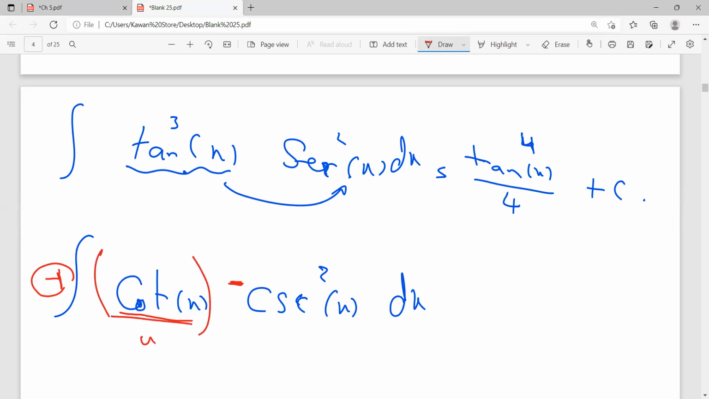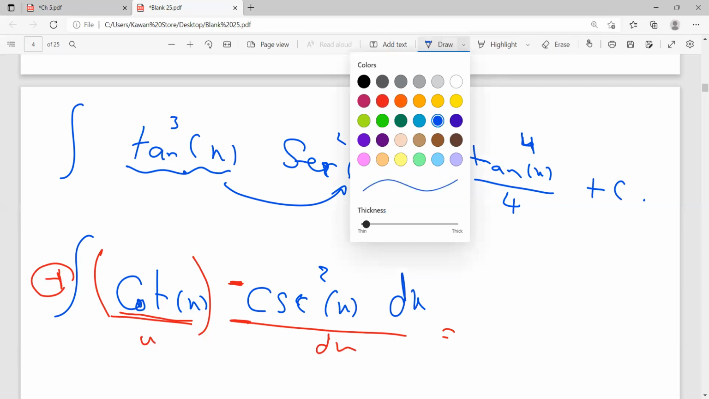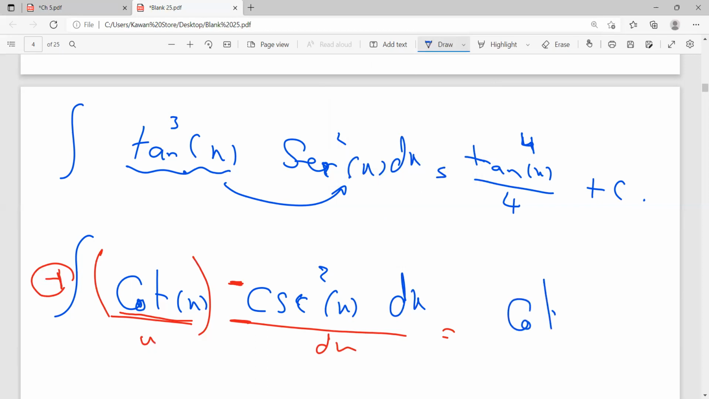Now we have a power, and the derivative of u exists outside as du. So I say it is equal to cotan squared of x over 2 plus c. Am I right? And do not forget the minus that we have. Easy? From the simplest one to the difficult one. You got it or not? Good.